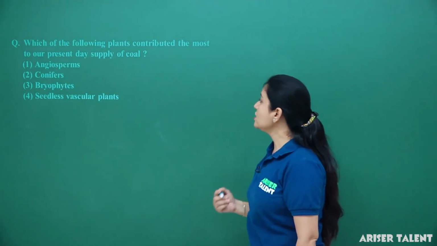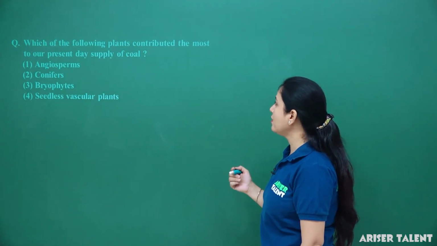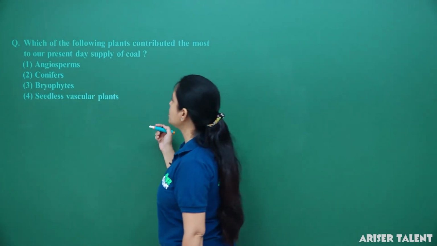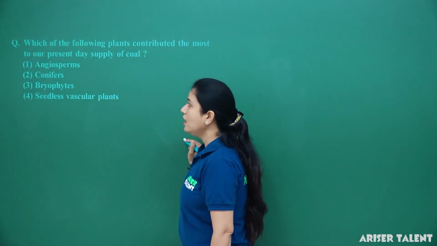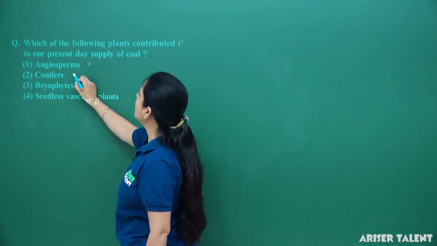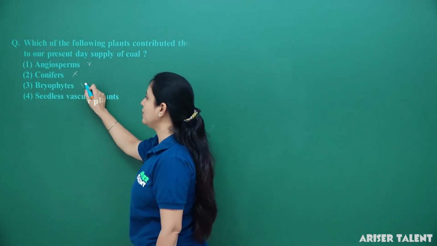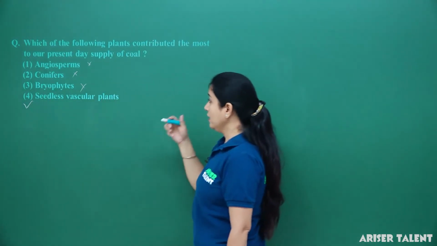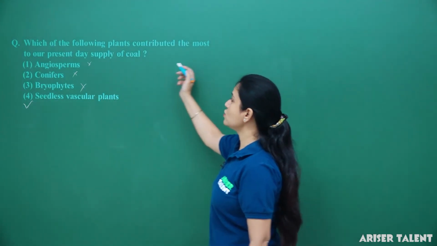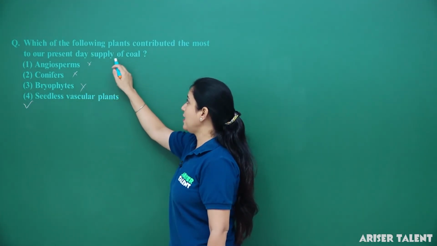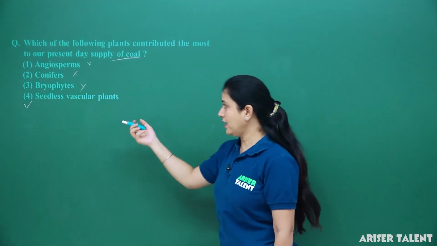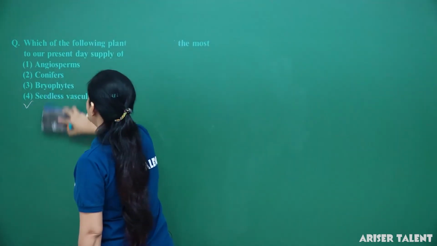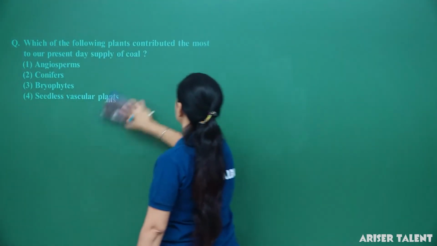Next is, which of the following plants contributed the most to our present day supply of coal? Angiosperm? No. Conifers? No. Bryophytes? No. Seedless vascular plants? Yes. They contribute the most to our present day supply of coal. What are they? They are seedless vascular plants. Option 4 is the correct answer.